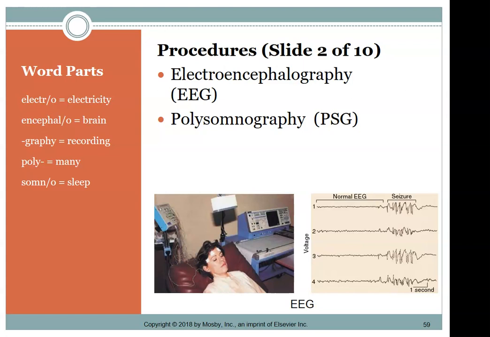A polysomnography is a measurement and record of a number of functions while the patient is asleep. Some examples could be cardiac, muscular, brain, ocular, or respiratory functions. And it is most often used to diagnose sleep apnea. Your word parts: electro is electricity, encephalo is brain, graphy is recording, poly equals many, and somno is sleep.